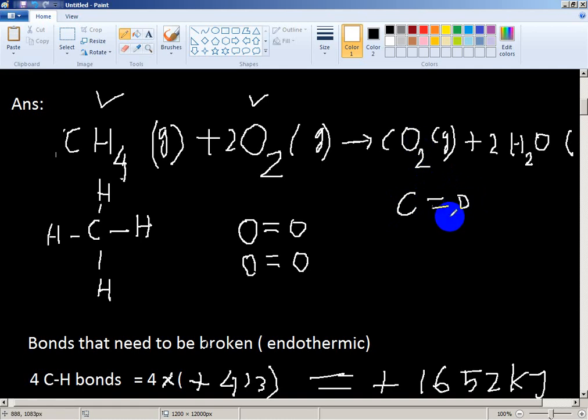Okay, this is capital O. I am writing also this one. How many carbon oxygen bonds? 1, 1, 2 carbon oxygen bonds.